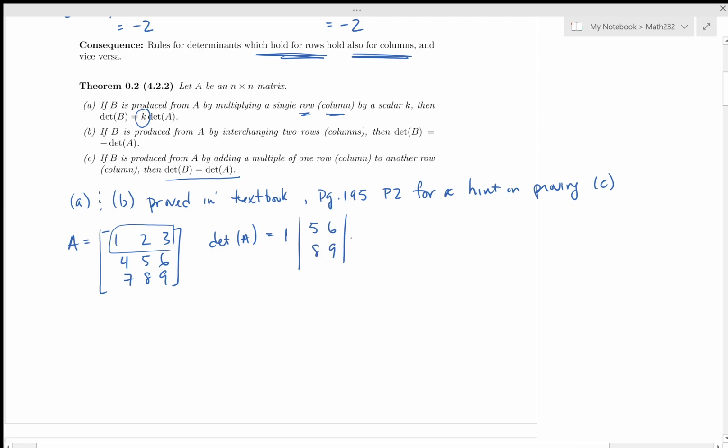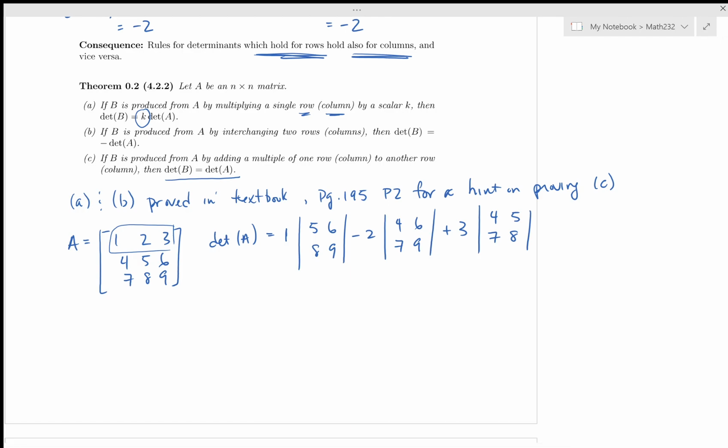That is the submatrix formed by crossing out the row and column that contains that element 1 in it, and then minus 2. Remember, the sign changes as we go across. We cross out the row and column containing 2, and we get 4, 6, 7, 9. And then we go across again, and we cross out the row and column that contains the 3, and we get 4, 5, 7, 8. Okay, so we now have the determinant of A written this way.